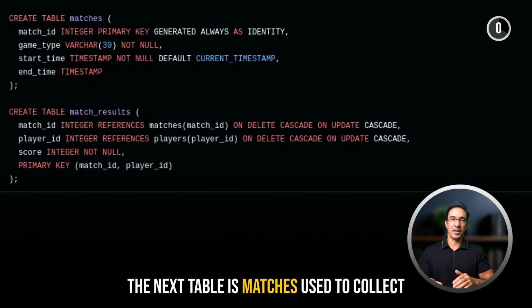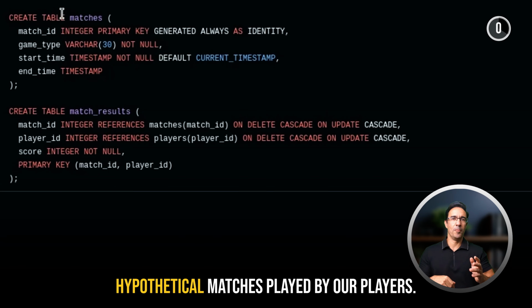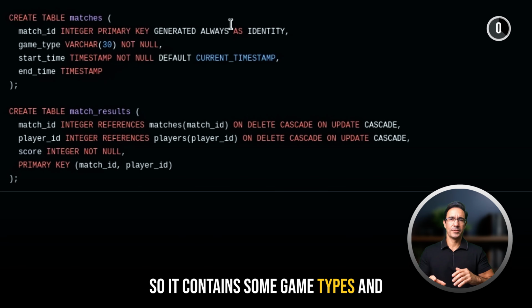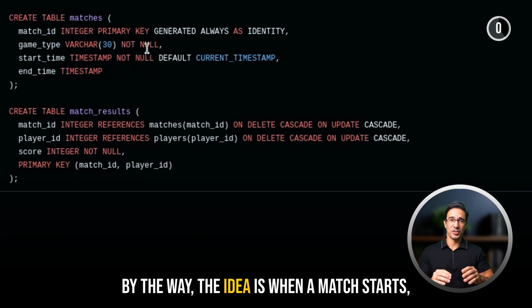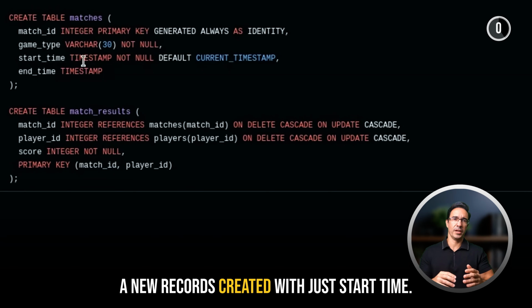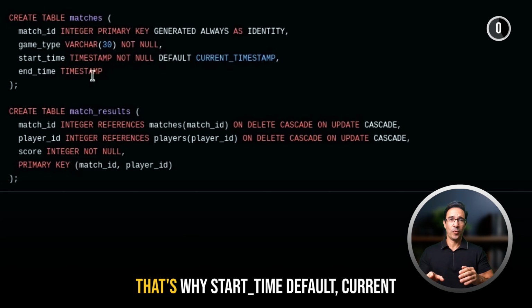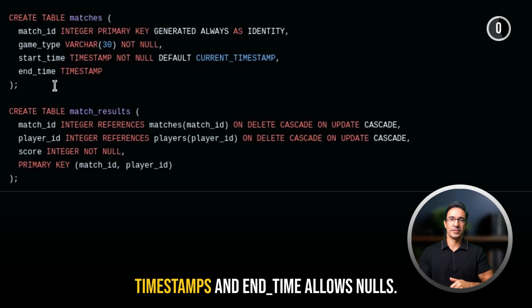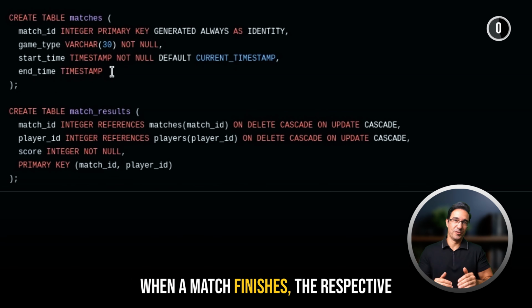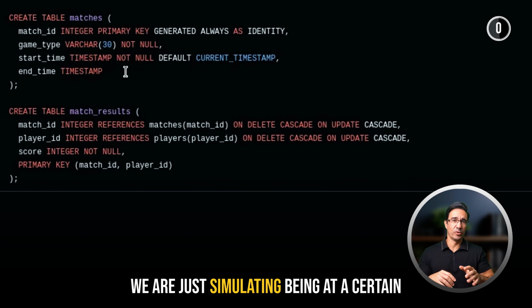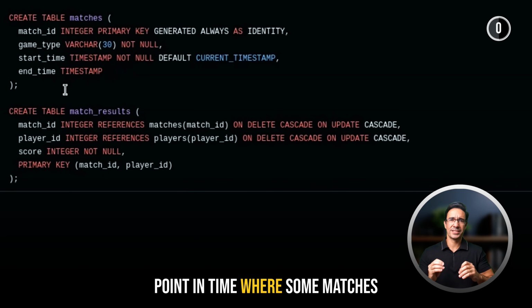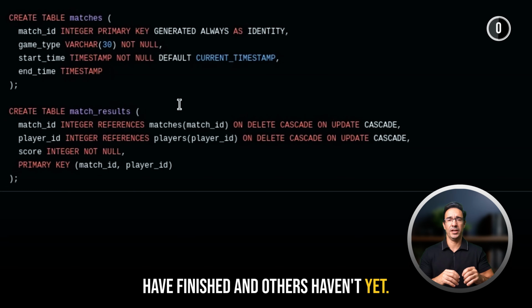The next table is matches, used to collect hypothetical matches played by our players. So it contains some game types and registers when a match starts and finishes. By the way, the idea is when a match starts, a new record is created with just start time. That's why start time defaults to current timestamp, and end time allows nulls. When a match finishes, the respective record is updated to register the end time. We are just simulating being at a certain point in time where some matches have finished and others haven't yet.